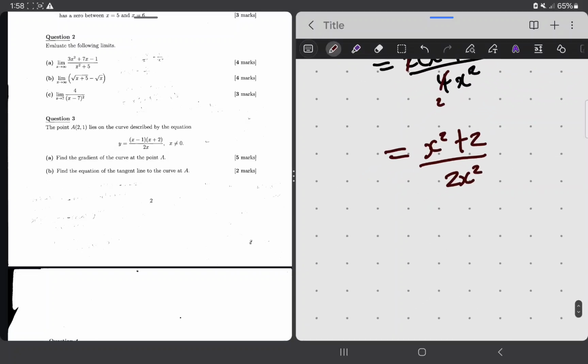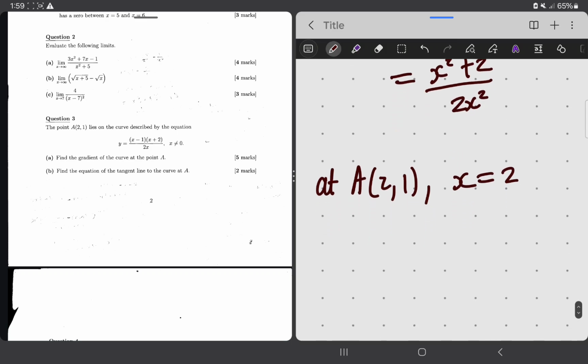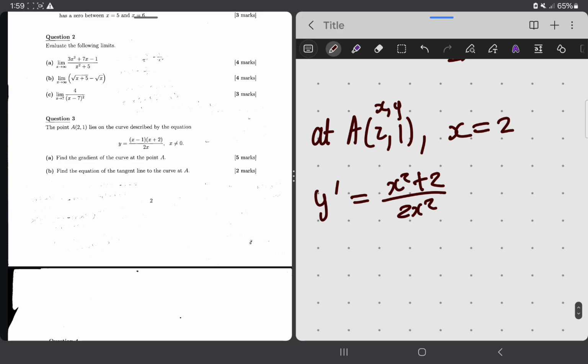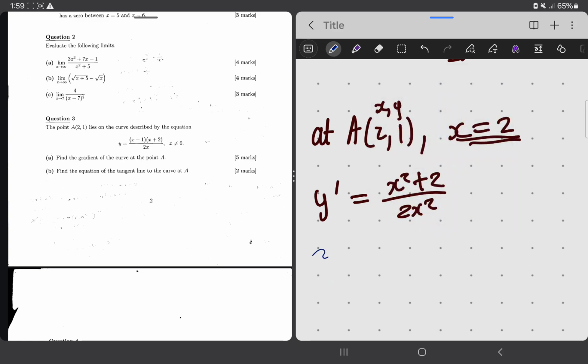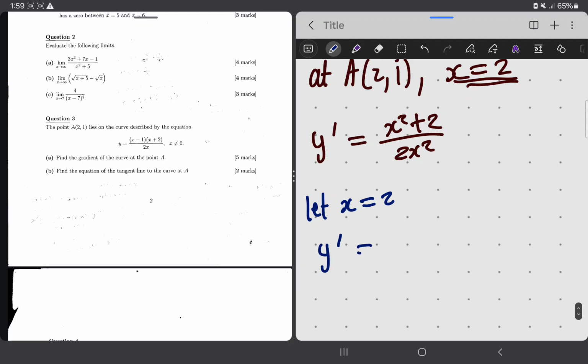But they said find the gradient at point A. So you can say at A, which is (2, 1), you can say x is equal to 2. Okay? So now you can put back your y prime. y prime is going to be equal to x squared plus 2 all over 2x squared. Now, because we only care about the x, this is x comma y, we care about the x coordinate when we are feeding it into our derivative. So now you can say, let x be equal to 2. You'll now say y prime is going to be, where there is x, we're putting 2 squared plus 2 all over 2 times 2 squared.